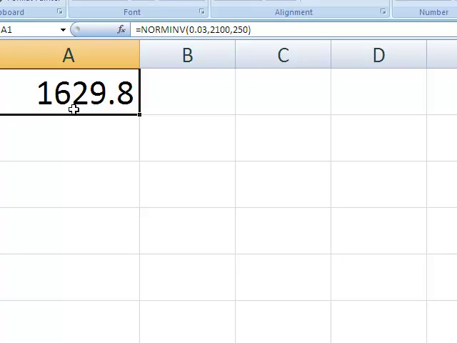And what Excel has just told me is that the point on the curve that separates the top 97% of the data from the bottom 3% is located at 1,629.8. And we just know it's dollars because that's what the problem asked the question in. So you can go through and solve all of these this way. I want to show you how to do a backwards solution, which is like number 24.